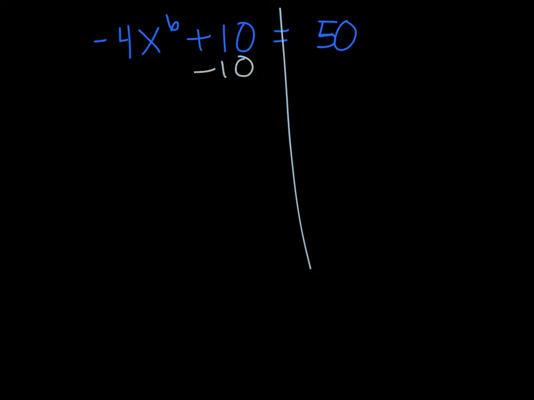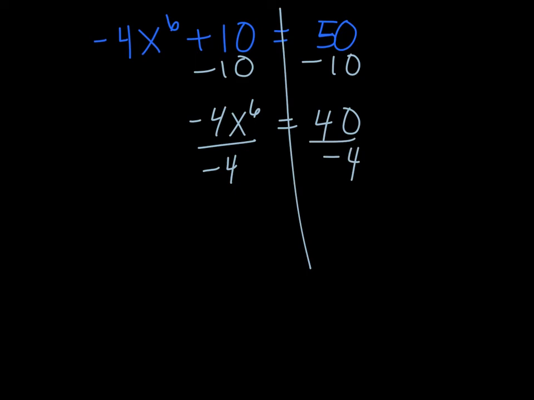So I'm going to go ahead and solve this equation for x. I'm going to subtract 10 from both sides. I get negative 4x to the sixth equals 40. Divide both sides by negative 4. I get x to the sixth equals negative 10.